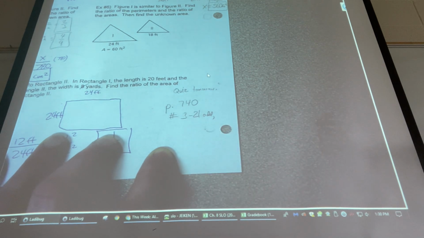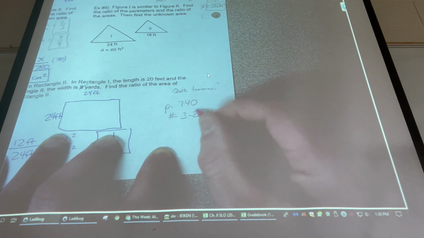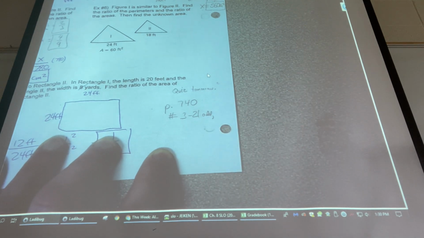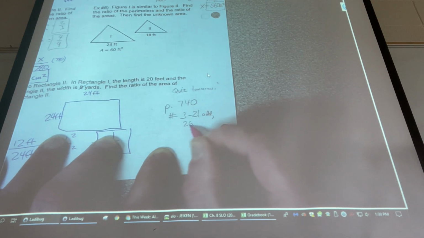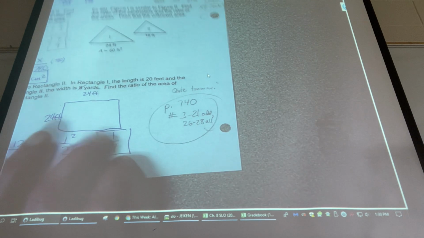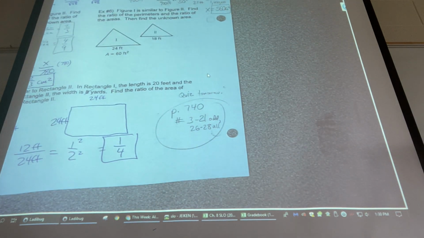3 through 21 odd, and by the way, number 17, you might wanna make sure to do that one. And then 26 through 28 all. So yeah, have at it, everybody. I'll be around to help you out, and we will quiz tomorrow.